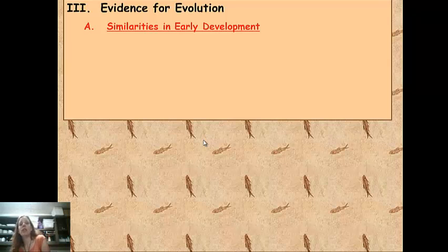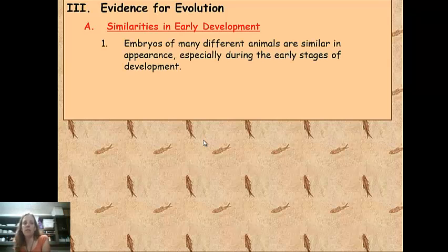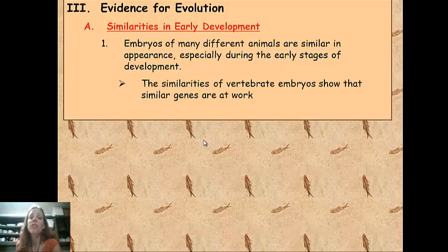Similarities in early development, fetal development specifically. Embryos of many different animals tend to have a similar appearance when they are in the fetal stage. Similarities of vertebrate embryos show that there are similar genes at work, because it is our genes that are creating our physical features. What our genes are doing is telling our bodies which amino acids to bring together to create certain proteins, and those proteins create our physical features.